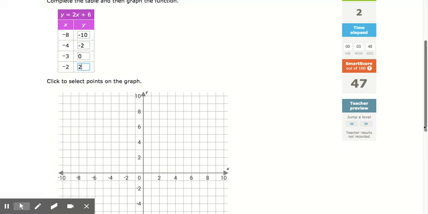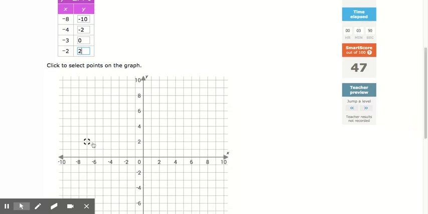Now I need to graph a couple of these. So I could say negative 4, negative 2. Then negative 3, 0.